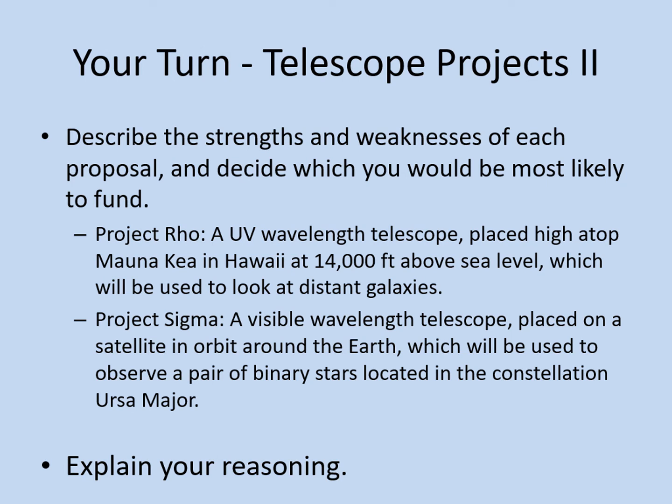Here are 2 more telescope projects to look at. You should describe the strengths and weaknesses of each of these projects and decide which of the 2 is a better one to receive funding. You should consider the type of light observed, the location, and the match to the objects being studied. Note that there are strengths and weaknesses to both projects, so you should give clear reasons for your selection.